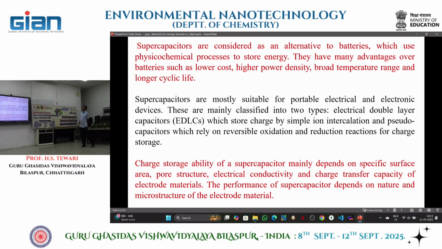Then supercapacitors are considered as an alternative to batteries and fuel cells. The charge storage ability of a supercapacitor mainly depends on specific surface area, pore structure, electrical conductivity, and charge transfer capacity of electrode material, how this charge transfer takes place. The performance of a supercapacitor depends on the nature and microstructure of the electrode material.